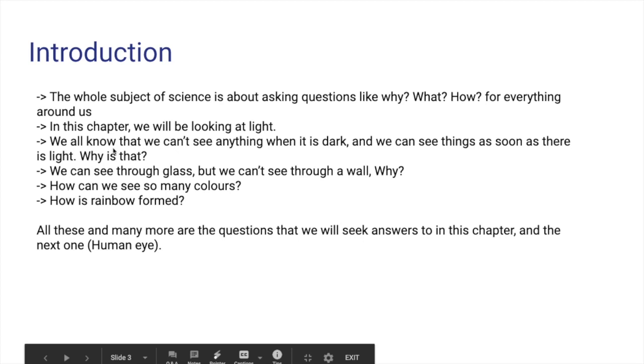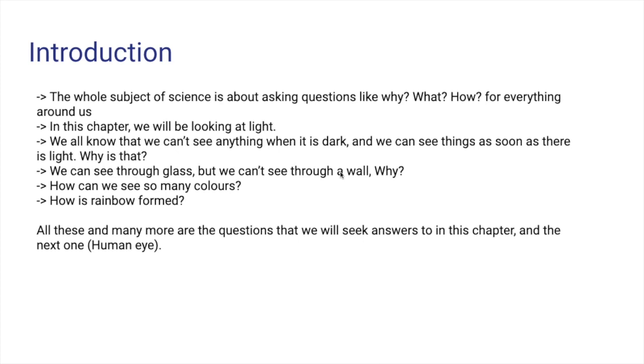Similarly, there are other questions like, why can we see through glass but we can't see through a wall? And how can we see so many colors? How is the rainbow formed? Some of these questions we'll answer in this chapter, and the others we will look at in the next chapter.